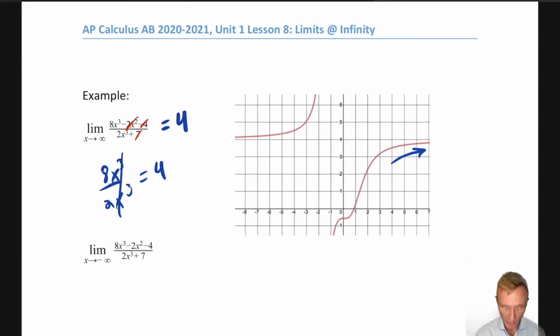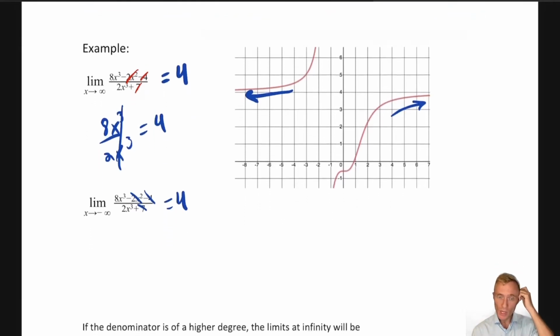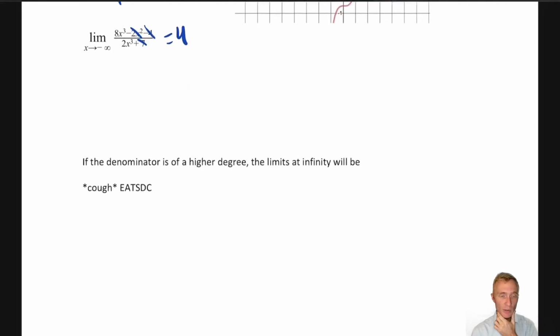Same thing is going to happen on the right. The irrelevant terms will cancel. 8x cubed over 2x cubed equals 4. That's your EATS DC. I honestly can't even remember what that stands for, but the idea is as x heads towards infinity, only the leading degree term, the highest exponent, matters. And once you've crossed those other ones off, our same cancellation rules apply. The x cubes will cancel each other out, and you'll be left with 8 over 2 to make 4. So both of these limits are 4. Oh, there it is, EATS DC. Who knows what that stands for?